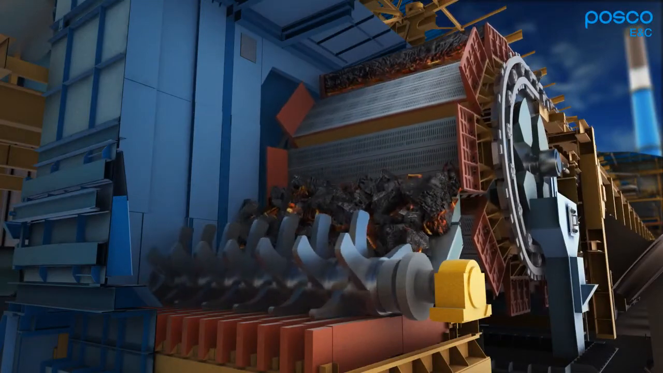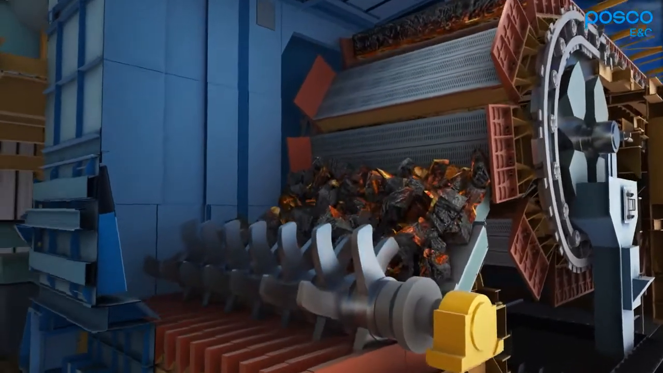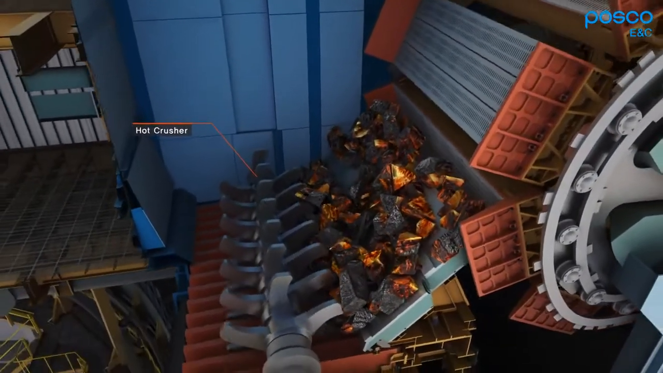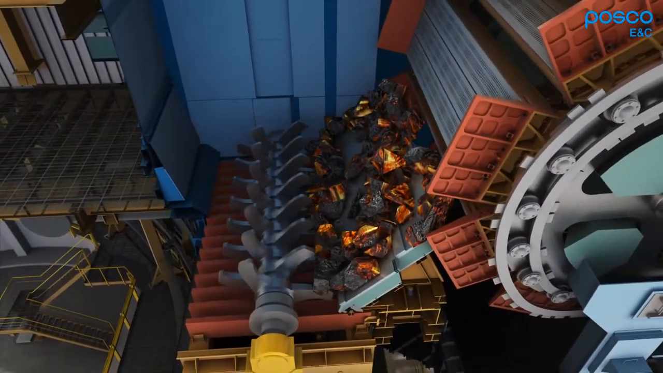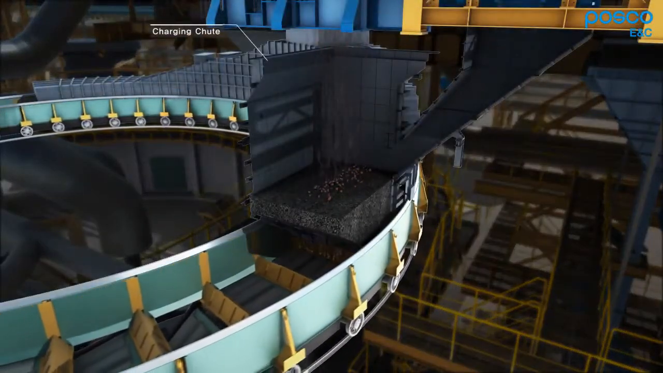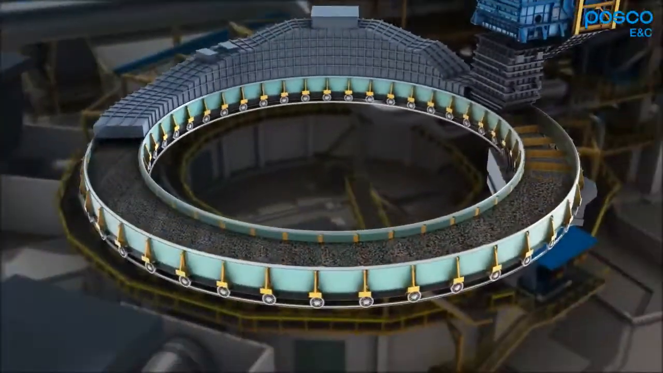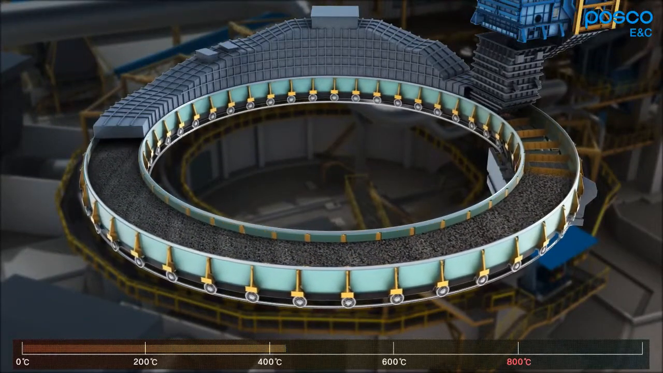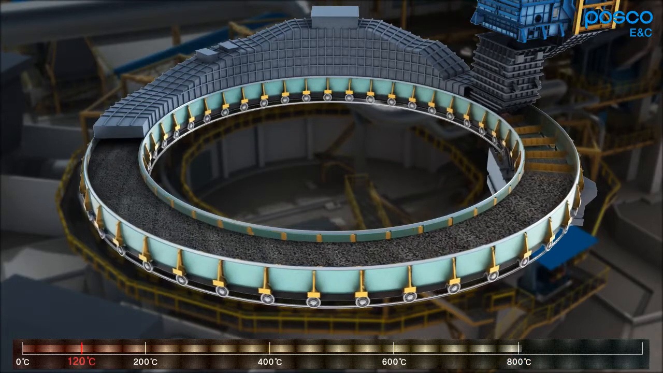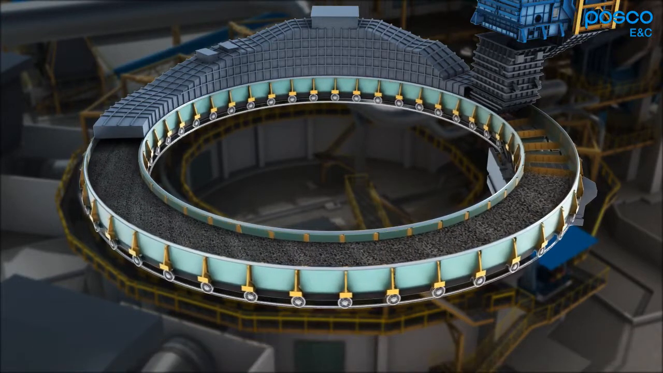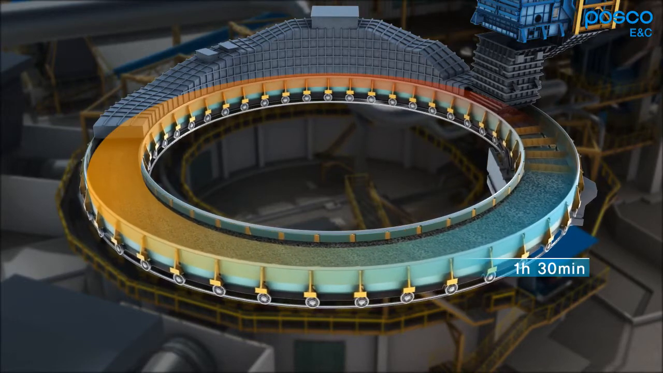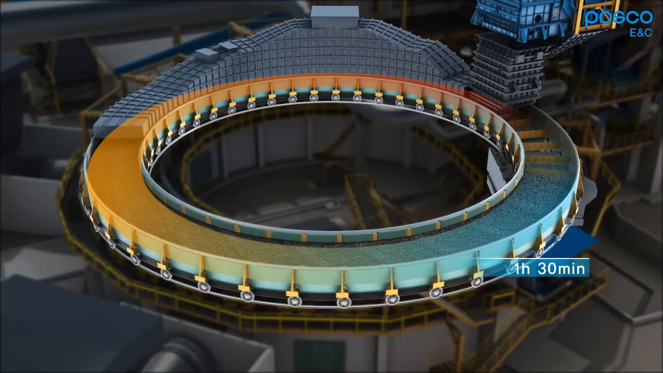A big mass of the sinter ore is crushed into a proper size at a hot crusher in order to be easily transferred. The crushed sinter ore is evenly charged into a cooler by a charging chute. The temperature of the discharged sinter ore is very high, about 800 degrees Celsius, and therefore it should be cooled down to below 120 degrees Celsius to be transferred to screening equipment. It takes around 1.5 hours to cool the ore off using the cooler of the circular type.